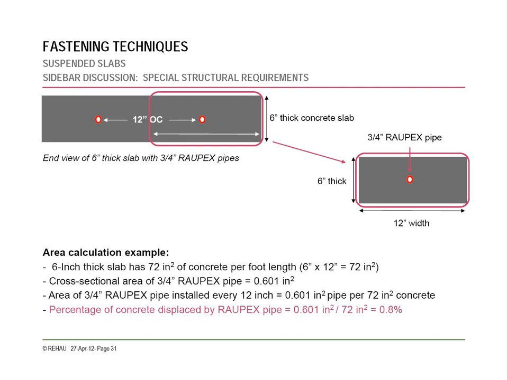This is just touching on what we just mentioned there. For a 12 by 6 inch cross section of concrete, it's 0.8% of the cross section, so you're not displacing too much here.